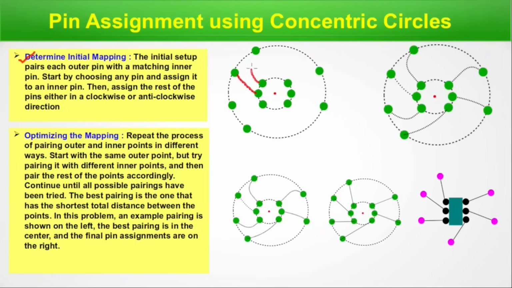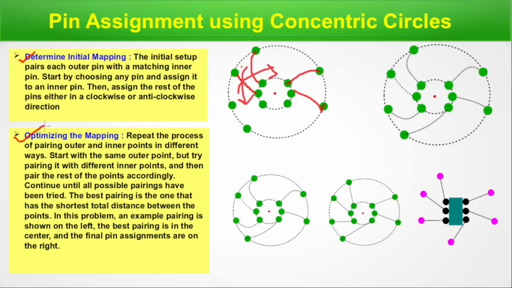Similarly, we can do it in one direction only. We are going clockwise, this way. Start by choosing any pin and assign it to an inner pin. Then assign the rest of the pins either in the clockwise or anti-clockwise direction. Either we are moving from this way to that or this way to that.